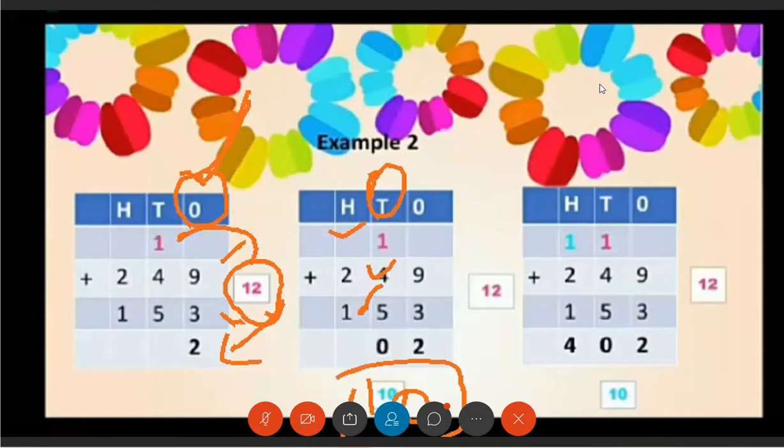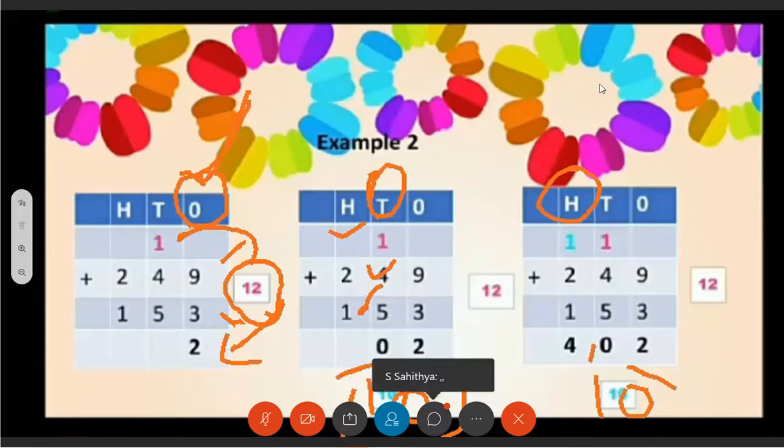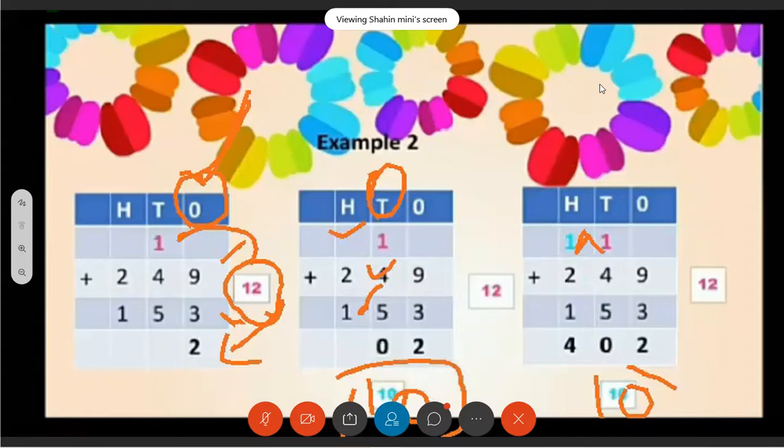Now we are going to follow the third step. The third step is to add the numbers in the hundreds. Please mute it. So 10 means 0 will be written in the tens place and 1 will go to the hundreds place as a carryover. Got it? So this is the third step.